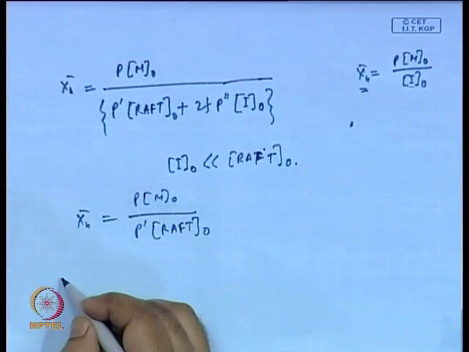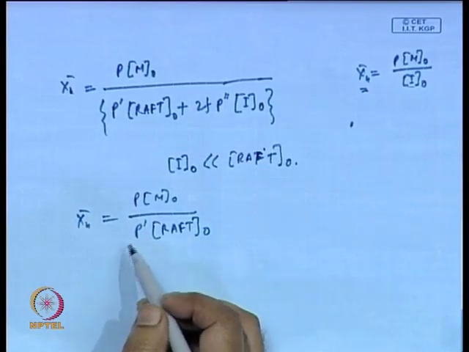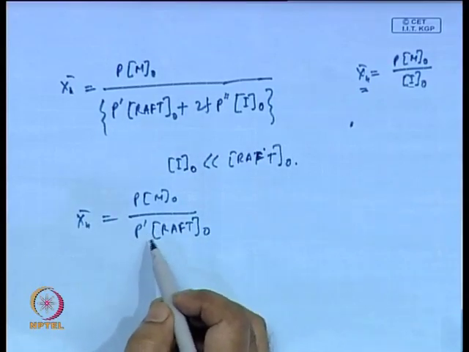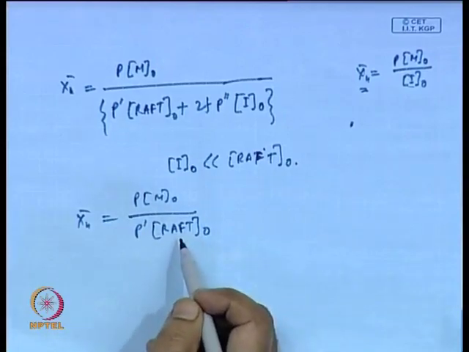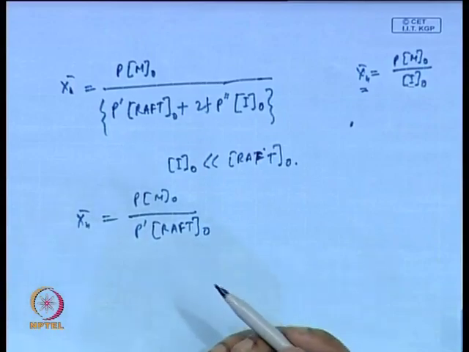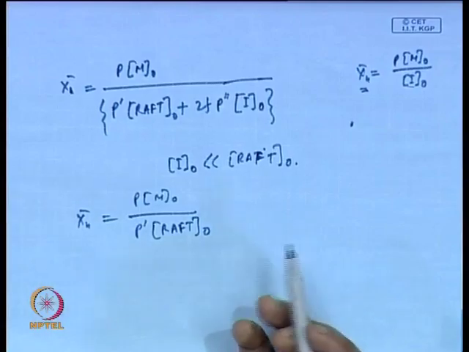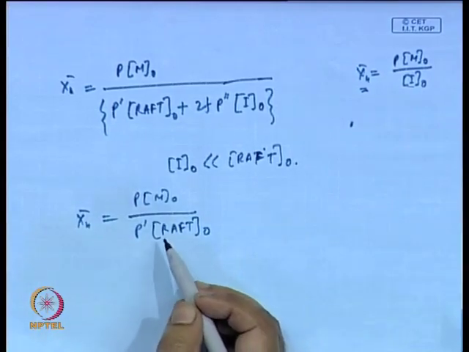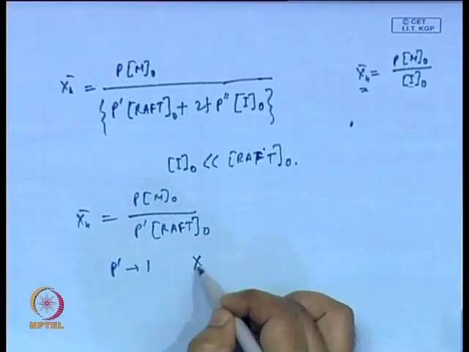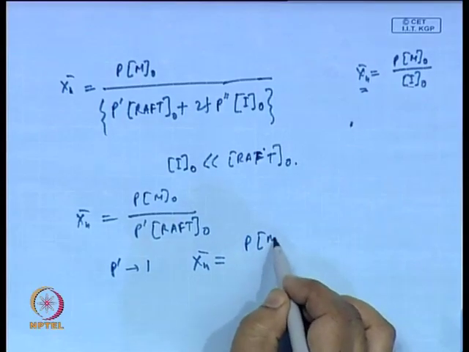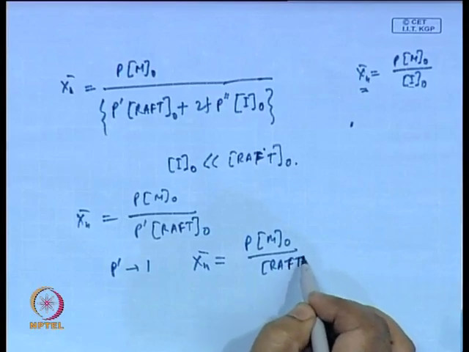Now, if you do the reaction such a way that all the RAFT reagents take part in the polymerization reaction, we choose the RAFT reagent such a way that every RAFT reagent is participating in the transfer reaction. The chain transfer coefficient for the RAFT reagent we use is very high, so that all that RAFT reagent can actually participate in the chain transfer reaction. So, P dash becomes close to 1. So, finally, the denominator becomes the RAFT reagent's concentration.